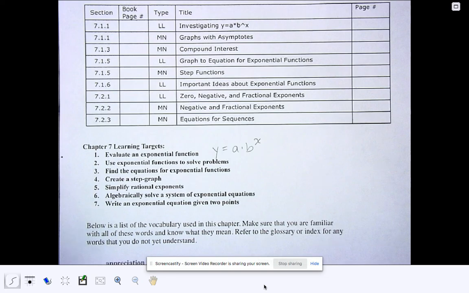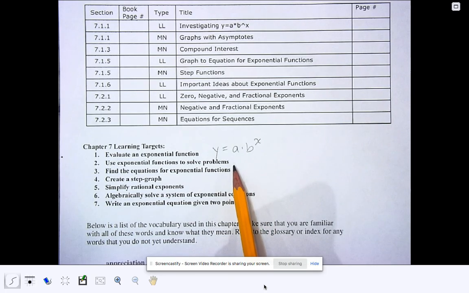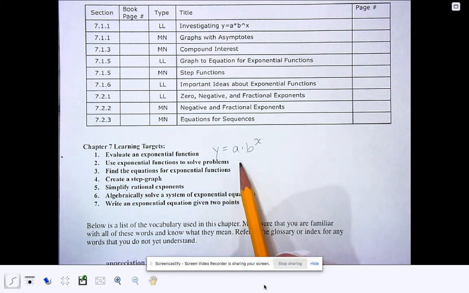Use exponential functions to solve problems. The majority of our problems have really been with a lot of the finance stuff where it's growing by a certain percentage. We've also done some problems with decay where we've taken an initial amount and used a multiplier.